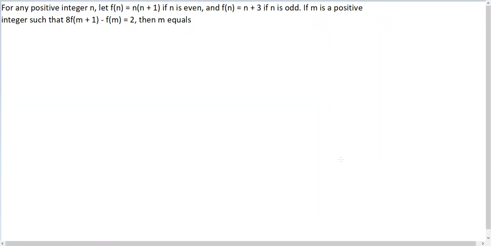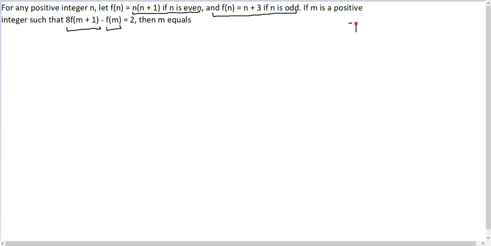Let's look at this question. For any positive integer n, let f(n) be equal to n(n + 1) if n is even. Okay, so it is a conditional function, and f(n) is equal to n + 3 if n is odd. If m is a positive integer such that 8 times f(m + 1) minus f(m) is equal to 2, then m equals.